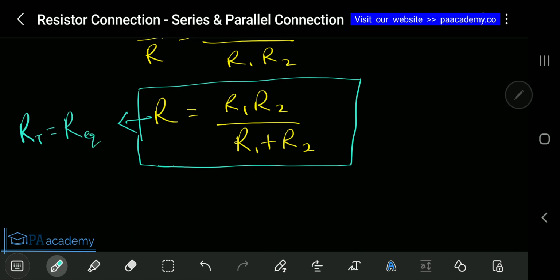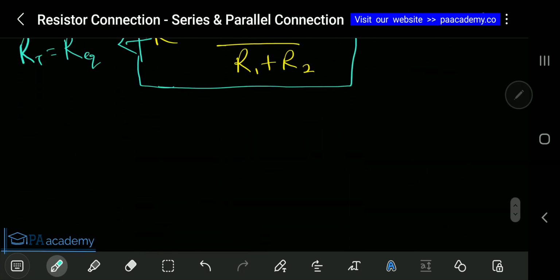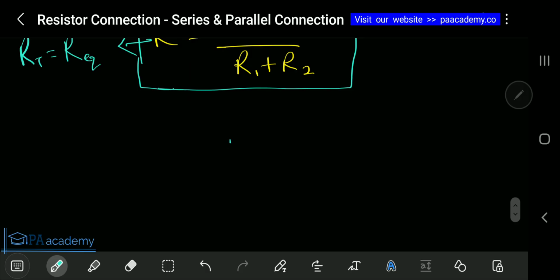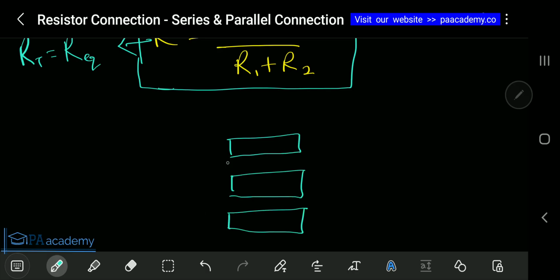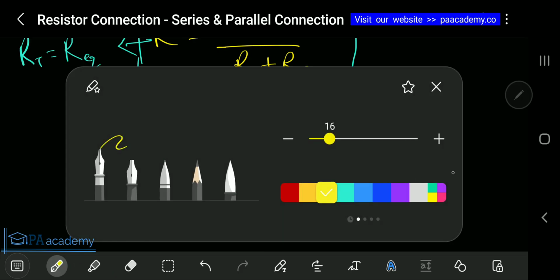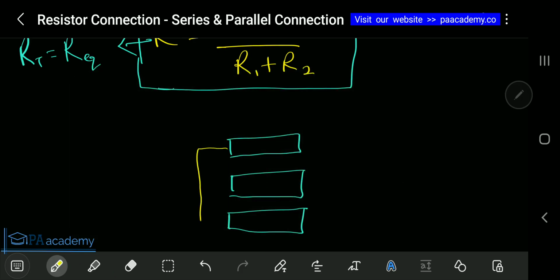Exactly. So now what I want to give you as an assignment is for you to find the value of the equivalent resistance when you have 3 resistors connected in parallel. The circuit will look like this. So do make sure you try it.